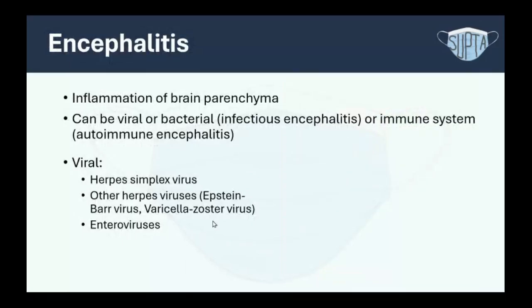Okay, now on to encephalitis. This is inflammation of the brain parenchyma. Before, we looked at the outer layers of the brain; now we're looking at the brain itself, the brain tissue. This can be viral or bacterial, and that would be referred to as infectious encephalitis, or it can be from your immune system, and that's autoimmune encephalitis. That's the immune system doing it itself.